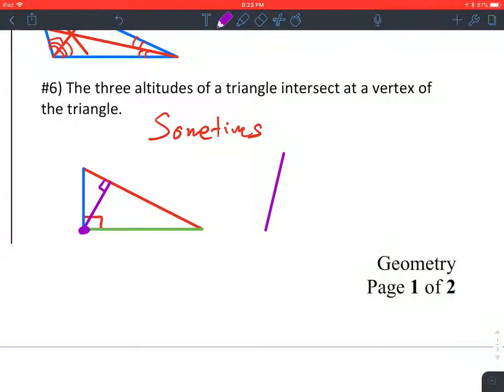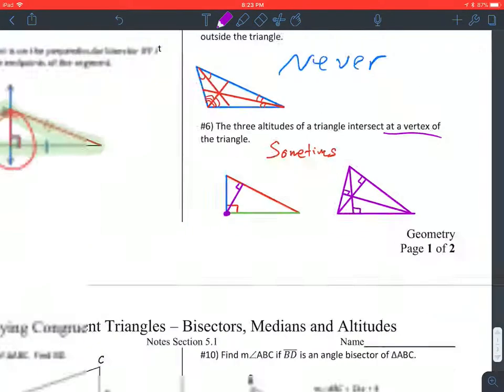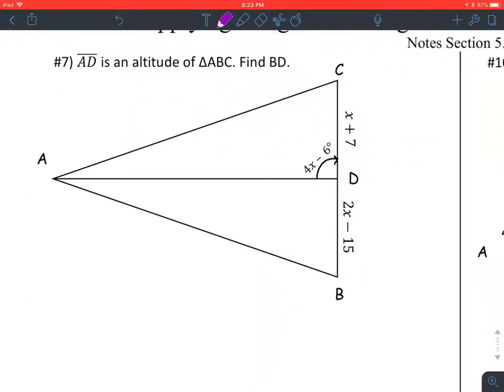Here's another picture where it doesn't happen. So there's an altitude. There's an altitude. There's an altitude. They all intersect in the same spot, that's true, but it's not at a vertex. So that's why this is sometimes true. All right, here are the real problems. The first 6 were just to try to get you to understand what those words meant.